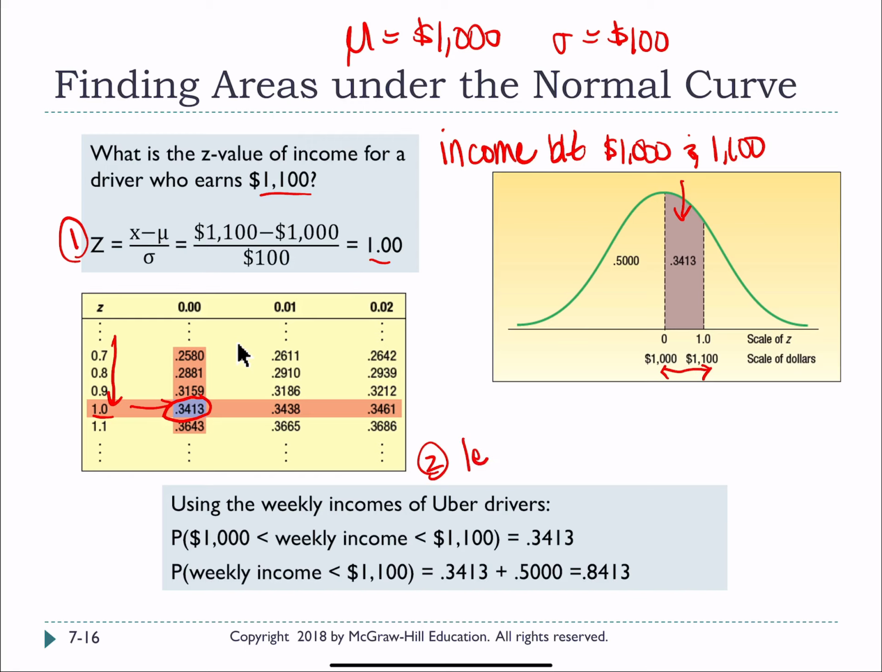But maybe I want to look at a second question that's just, well, what's the probability of selecting a driver who earns less than that X value of 1,100? So yes, this 0.3413, this purple region, is less than 1,100, but so is everything to the left of my mean. And so remember, our curve is symmetrical, it's cut in half, and our total area is 1. So the area on the left-hand side of the mean is 0.5. So we take the 0.3413, the purple region, we add it to the 0.5 left region, and there's an 84% chance that the randomly selected Uber driver earns less than $1,100 a week.